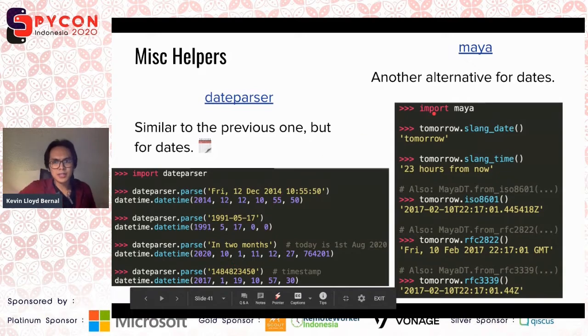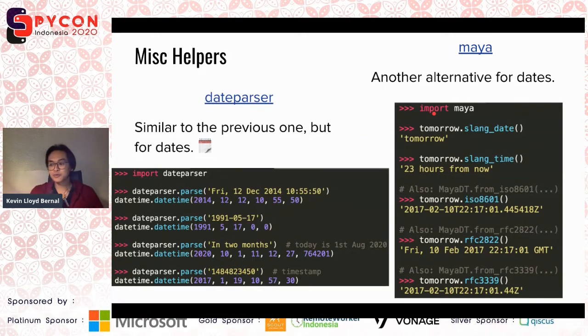Another alternative for dates would be Maya, which was also written by Kenneth Reitz, creator of the Requests library. Some important features to highlight, or additional features, are that it's able to handle slang dates like this one, slang time, and some different standards for dates and time if your project needs it, like ISO 8601 and RFC 2822.